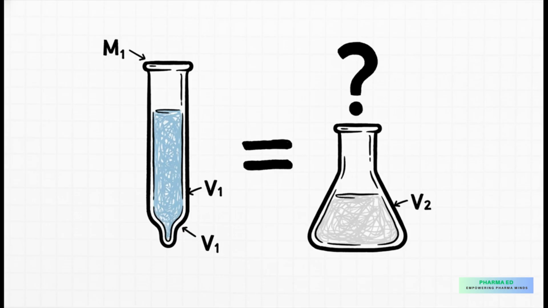M1 and V1 are the molarity, that's concentration, and the volume of your known solution, the titrant from the burette. M2 and V2 are the molarity and volume of your unknown solution, the sample you're testing. As long as you know 3 of these values, you can easily calculate the 4th.